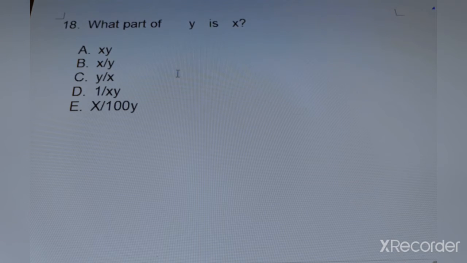So, your x is just a portion of you. Okay, joke.